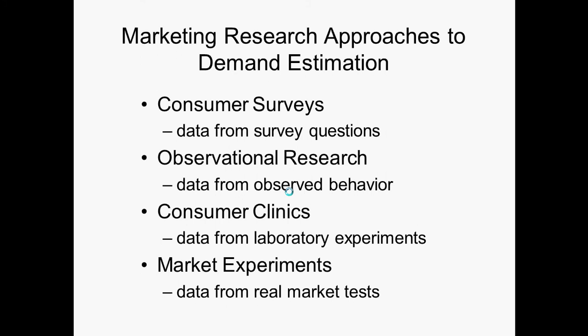Observational research. You can see what consumers do in the market in practice. Consumer clinics: you can set up a laboratory which mimics a market and then see how consumers respond. So you do market experiments. Now this is one where you're actually changing your prices in particular markets. So maybe you're a company that's selling goods in a lot of different places. You could raise prices in some, lower prices in others, and then see how demand is affected by that.